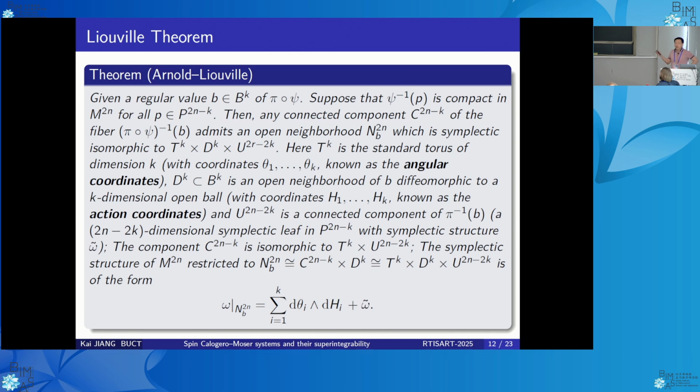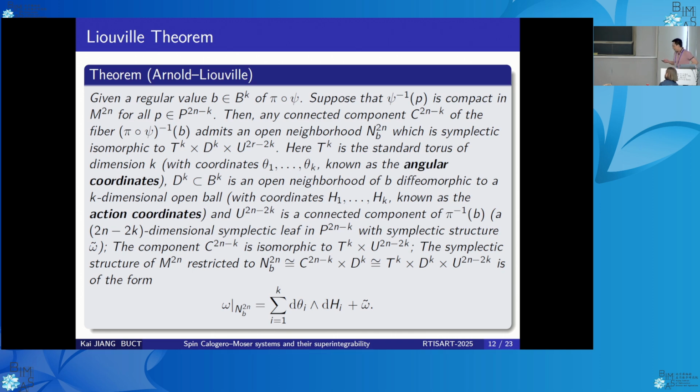And of course, we hope to have a global one, but it is very difficult to find a global one. So if we have superintegrability, the next work is to find its action-angle coordinates. If we can have the action-angle coordinates, it means that we understand the system quite clearly, and we can express this system explicitly. So the final goal is to find the action-angle coordinates.